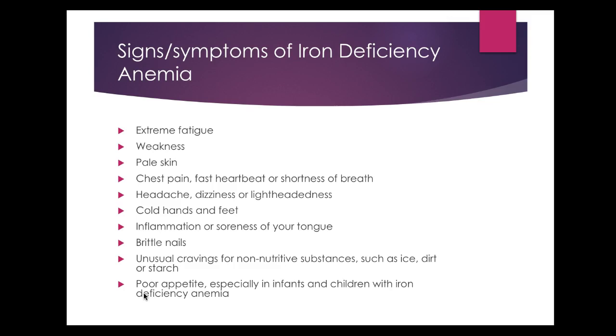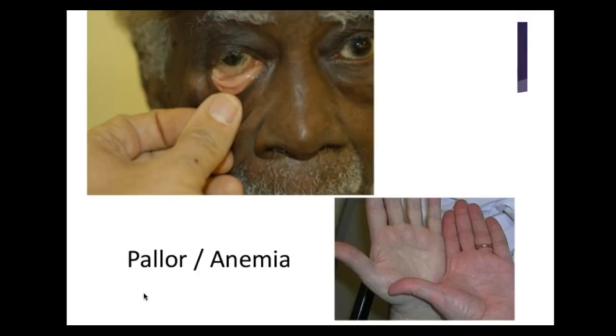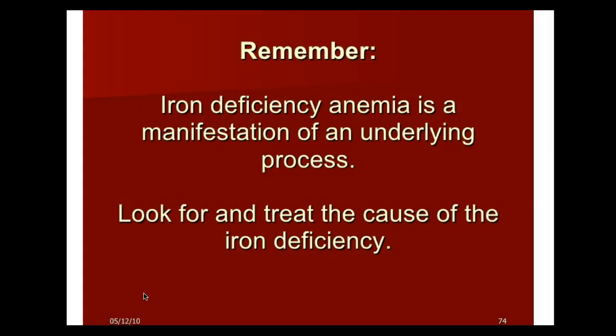Poor appetite. That's usually with infants and children. But adults, you'll see more. They're really tired. They have the pale skin, and you look at their nail beds. You can compare your nail beds to theirs if you're not really sure what a pale nail bed looks like. And they just feel cold. They're losing iron. There's an example of pallor of the sclera, the hand pallor there, but usually the face will look pale in the nail beds. Remember, it's a manifestation of an underlying process.